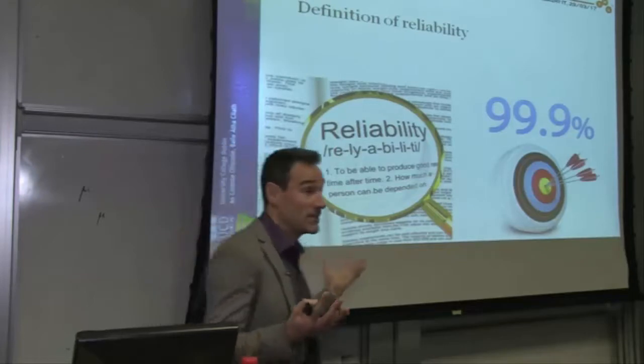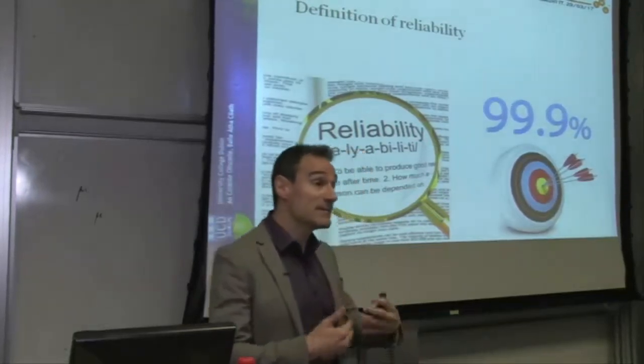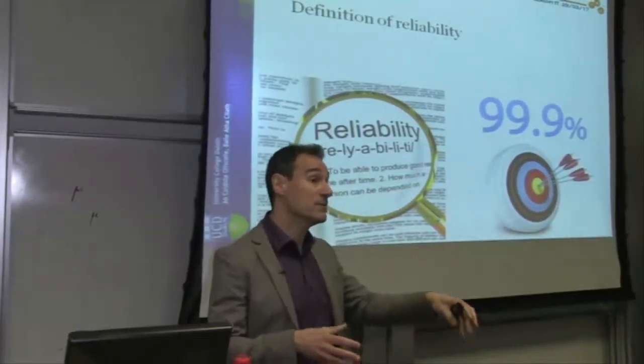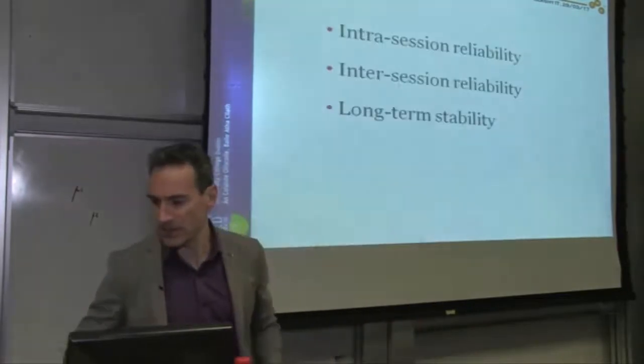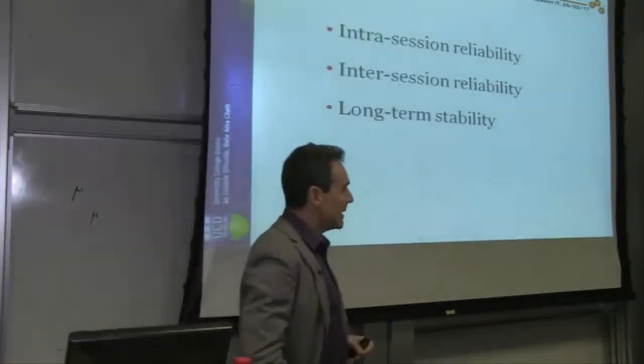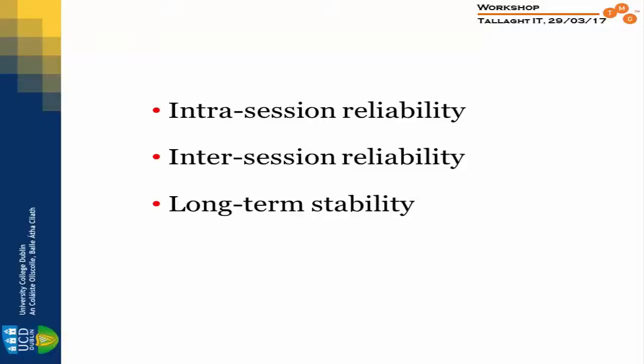Just to give a definition, reliability is the level of consistency between measures. As you see in the next slide, it could be between measures taken within one session. In that case, it's intra-session reliability. It could be between measures taken between sessions. So in that case, we have inter-session reliability.